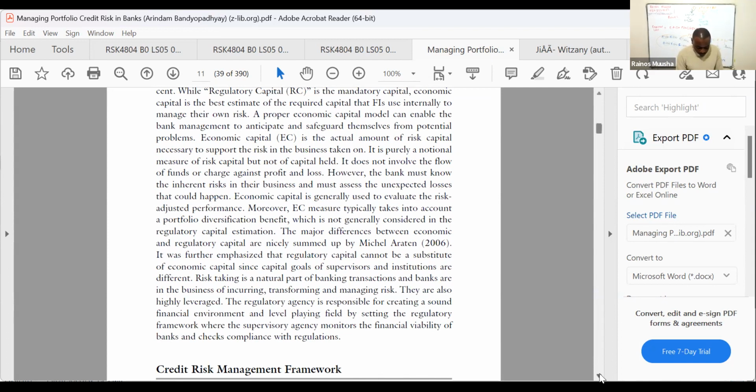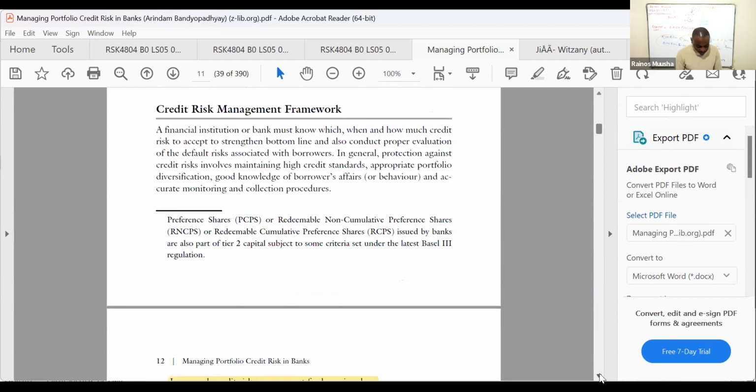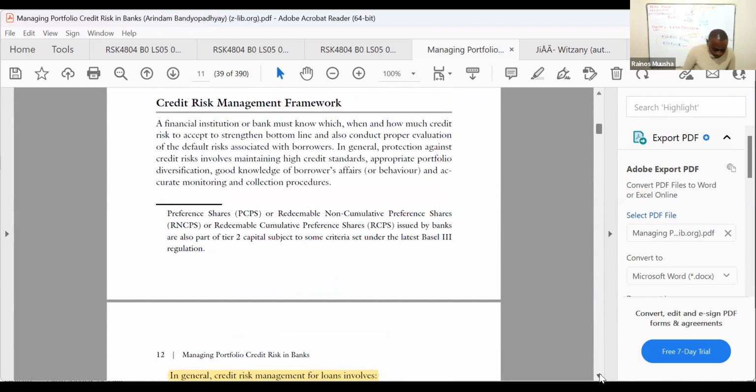On the next section, we look at credit risk management framework. And here they say, a financial institution or bank must know which, when, and how much credit risk to accept to strengthen the bottom line, and also conduct proper evaluation of the default risk associated with borrowers. And in general, protection against credit risk involves maintaining high credit standards, appropriate portfolio diversification, good knowledge of borrowers' affairs, and accurate monitoring and collection procedures.